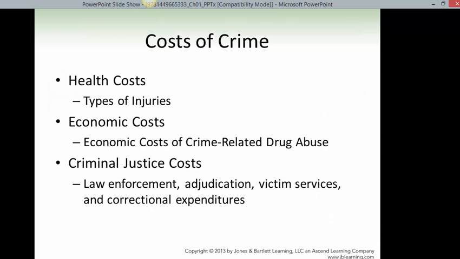Cost of crime. Health costs. Types of injuries. Economic costs. Economic costs of crime-related drug abuse. Criminal justice costs. Law enforcement, adjudication, victim services, and correctional expenditures.